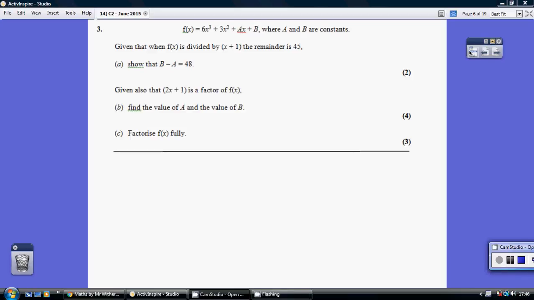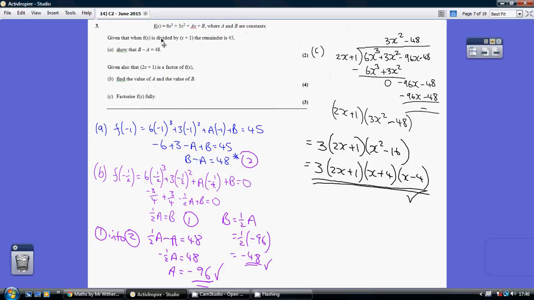Question 3. Well, so in part A we're just using the remainder theorem.